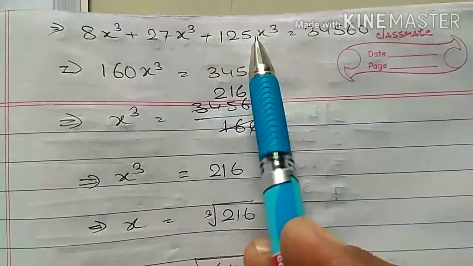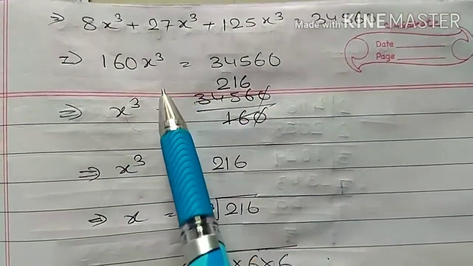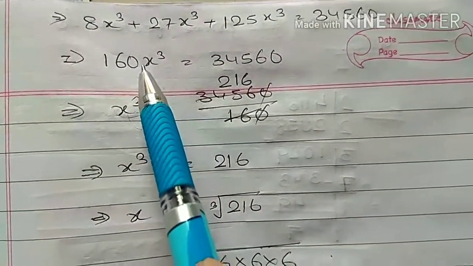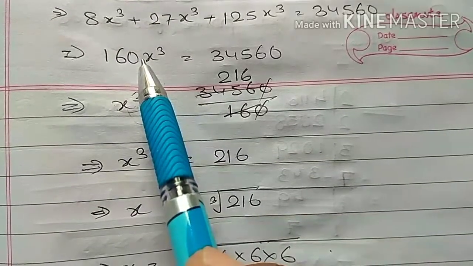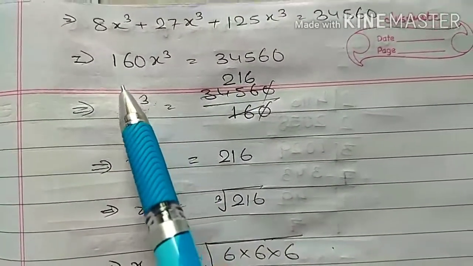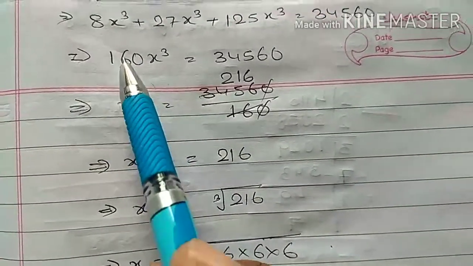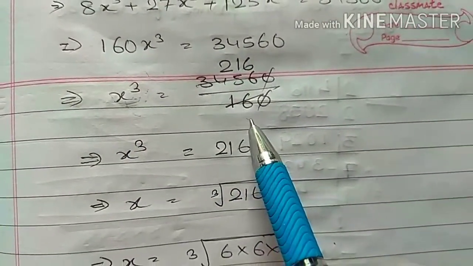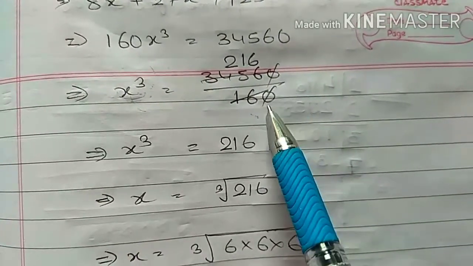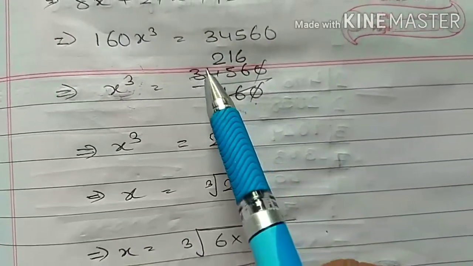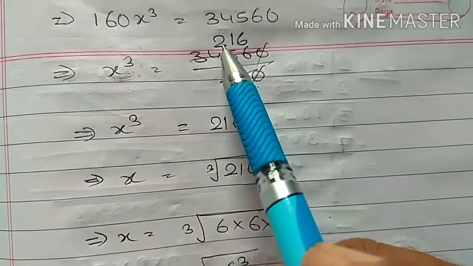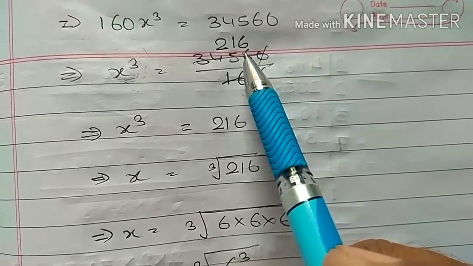Okay, after adding these numbers, we will get 160 x to the power cube. Okay, leave x here. There is a sign of multiplication between 160 and x cube. So if we leave x to the power cube here, 160 goes to the place of the denominator. Okay, so after cancelling the 0, divide 3456 by 16, and you will get 216.